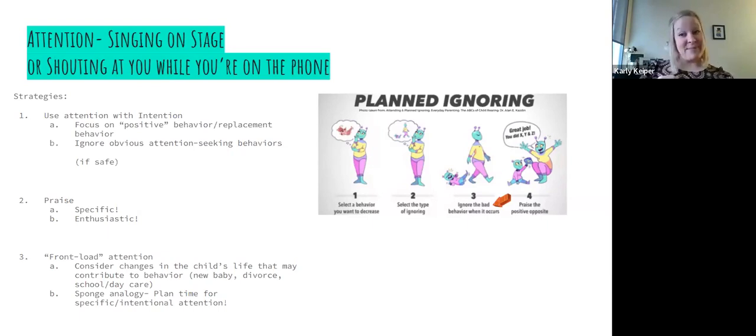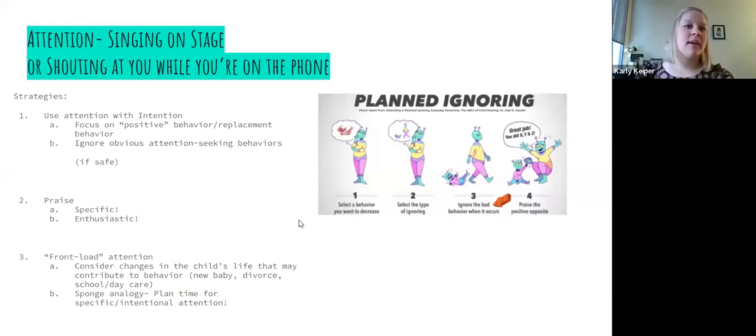There's the maladaptive side of attention, though, and you can probably think of some in your children, such as shouting at you while you're on the phone. So your child wants your attention, you're giving attention to someone or something else, and they're going to yell or use an inappropriate behavior to get your attention.